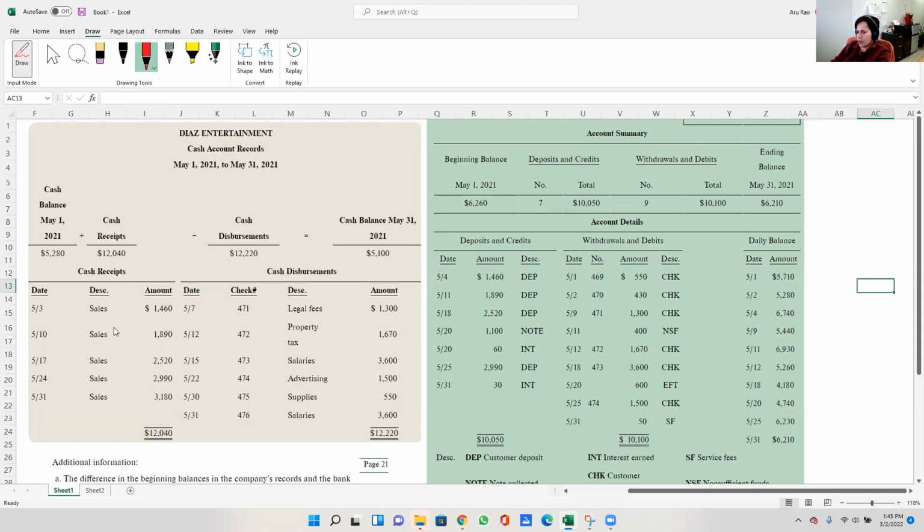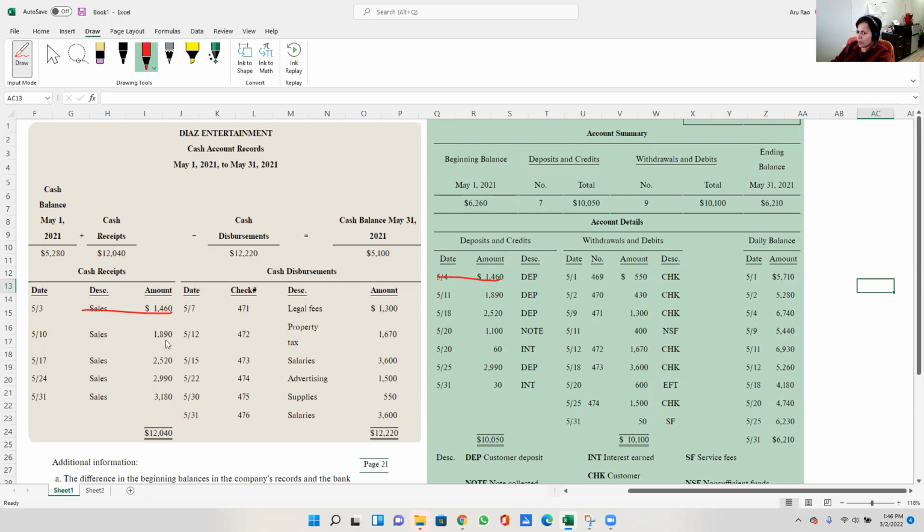I start with the cash receipts. I look to see if the amount I have over here is the same that I have over here. What you'll notice is the dates are not going to coincide. So for instance, on May 3rd, I had sales of $1,460. On May 4th, I have a deposit of $1,460. So I may have deposited the money at the end of the day. The bank is reflecting that on the next day, and that's fine. So these two numbers are there, so I'm just going to strike them out. I don't need to worry about it.